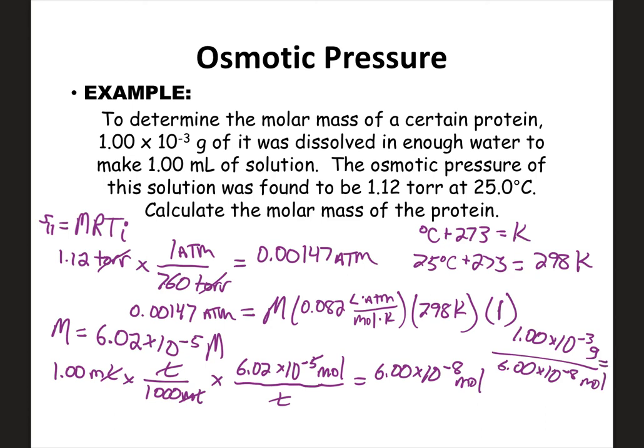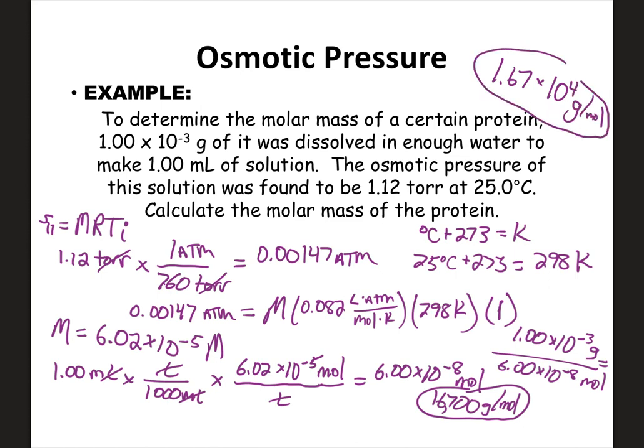And when we plug, chug, sig fig this, it does come out to be 16,700 grams per mole. You could also use 1.67 times 10 to the 4th grams per mole. That would be the exact same thing here. All right, so either of those answers work, but this is just showing you another way of how you can find the molar mass using osmotic pressure instead this time.